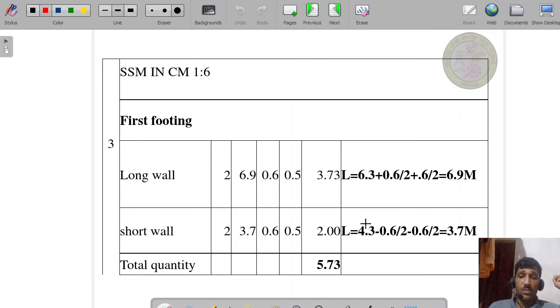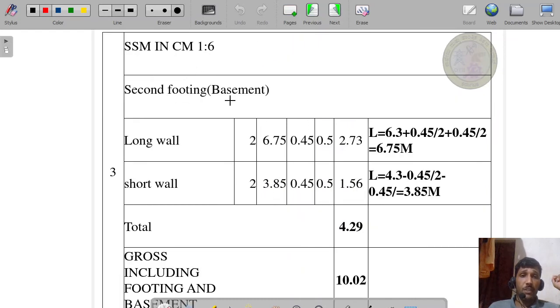L is equal to 4.3 center to center length minus half of the foundation breadth, b by 2 minus b by 2. That is 0.6 is the breadth. Then it becomes 3.7 meter. Now two numbers, length 3.7 meter, breadth 0.6 meter and depth 0.5 meter. By multiplying all these columns, you will get 2 meter cube. Then adding these two, total quantity of the first footing SSM in CM 1:6 is 5.73 meter cube.